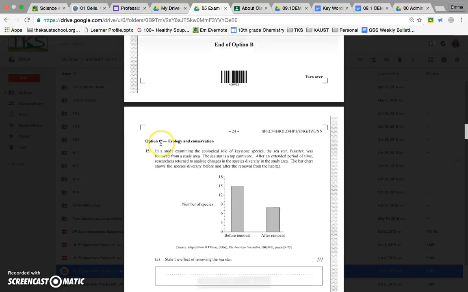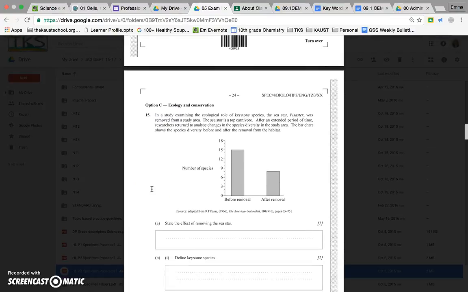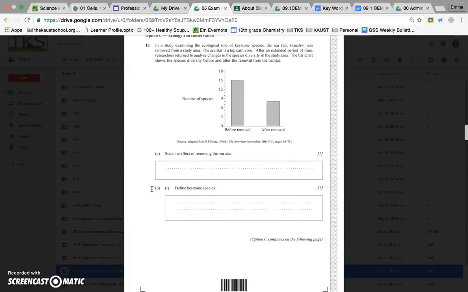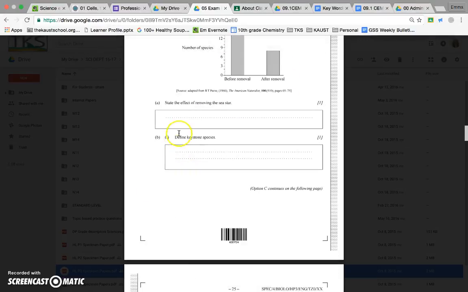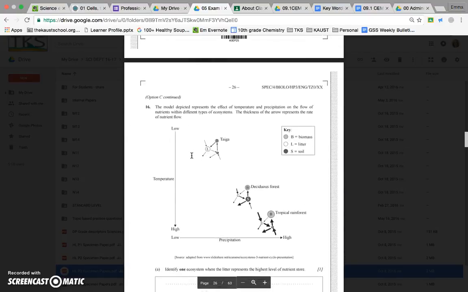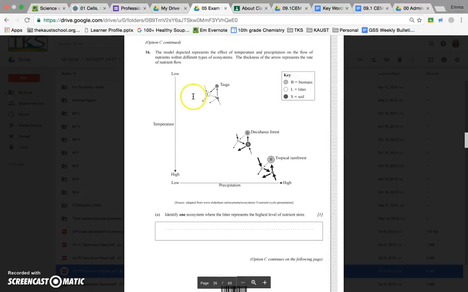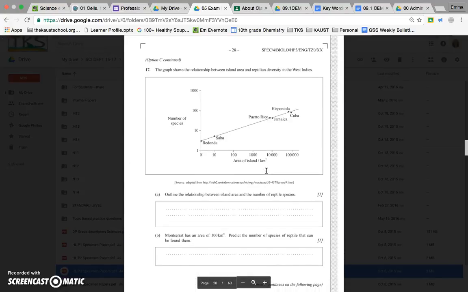You will, though, have done the ecology and conservation option. So this is the part that you will have to answer. So again, we've got some analysis. There are some direct sort of statement questions to define that you will either know the answer or will not know the answer to. Some more analysis of some graphs that you will have learnt on during the course.